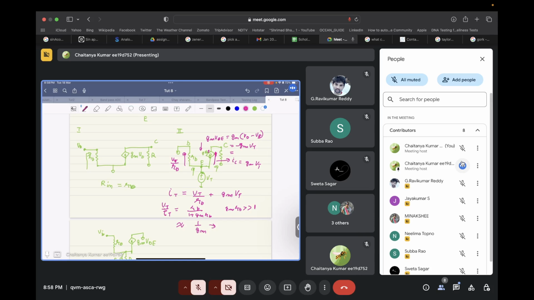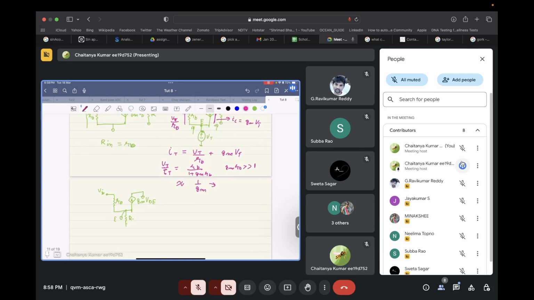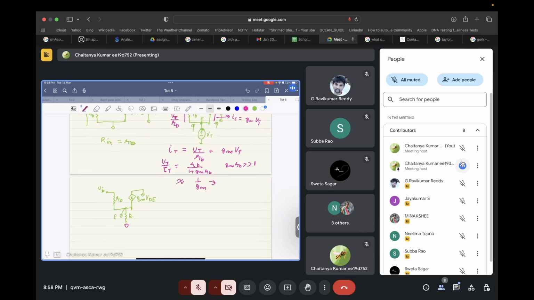Okay, so this is done. Now the final thing, that is our common collector configuration. So again we will apply a test voltage at this node. Let's call this V test. So what is the current flowing from the test voltage? IT is equal to (VB minus VE) by RB.